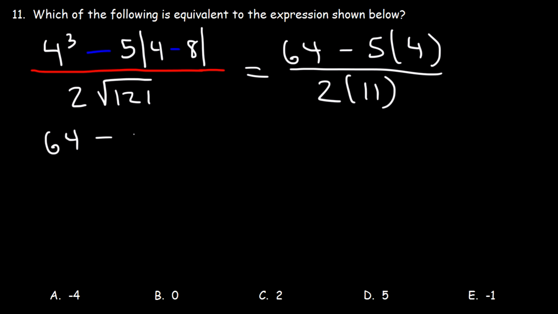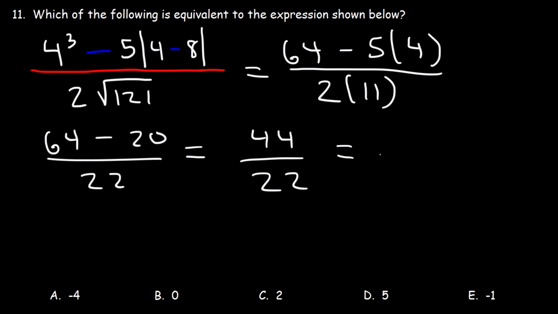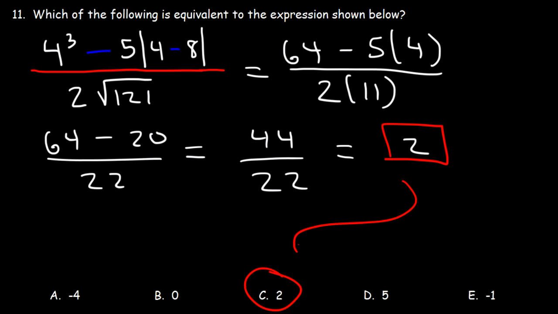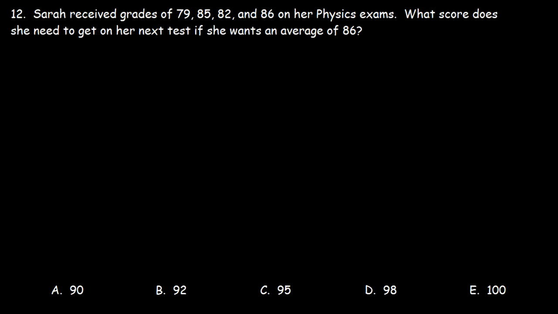Now 5 times 4 is 20, and 2 times 11 is 22. 64 minus 20, that's 44, and 44 divided by 22 is 2. So the entire expression has an equivalent value of 2, which means C is the right answer.